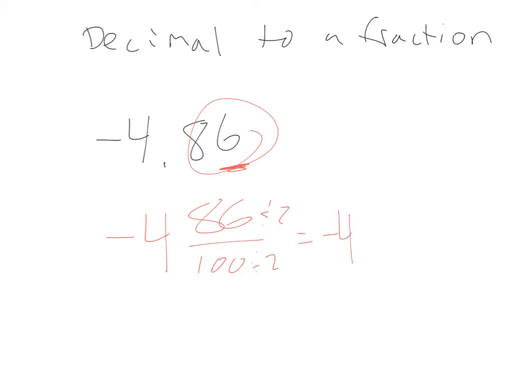You'll get -4, and that will be 43 over 50. So does 2 go into both 43 and 50? Nope. Does 3 go into both 43 and 50? Nope. Does 5 go into both 43 and 50? Nope. So it's probably reduced. Let's go ahead and go to the next one.